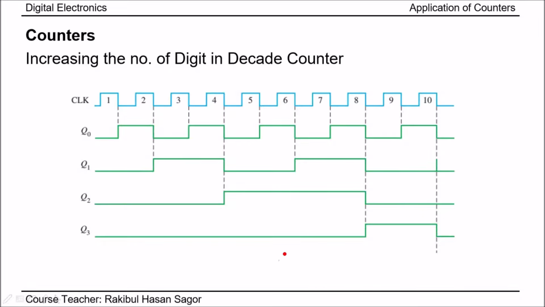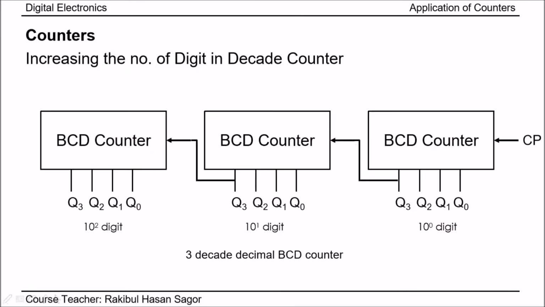Now if this Q3, which is the most significant bit of any decade counter block, acts as the clock pulse for the next decade counter, then when this Q3 comes back from 1 to 0, the next clock pulse gets the triggering. So when the first decade counter goes from 9 to 0, it gives a triggering to the next decade counter. So it starts from 0000, but in the preceding side we have 1 because it has got its first triggering.